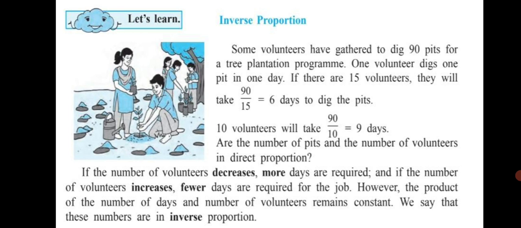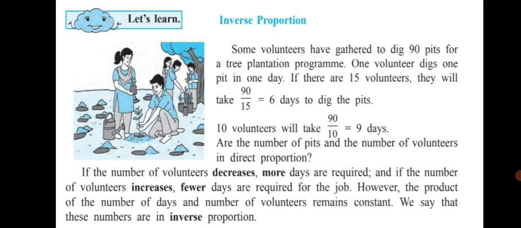Some volunteers have gathered to dig 90 pits for a tree plantation program. One volunteer digs one pit in one day. If there are 15 volunteers, they will take 90 divided by 15 is equal to 6 days to dig the pits. 10 volunteers will take 90 divided by 10 is equal to 9 days. So you can see as the number of volunteers decreased, the number of days increased.